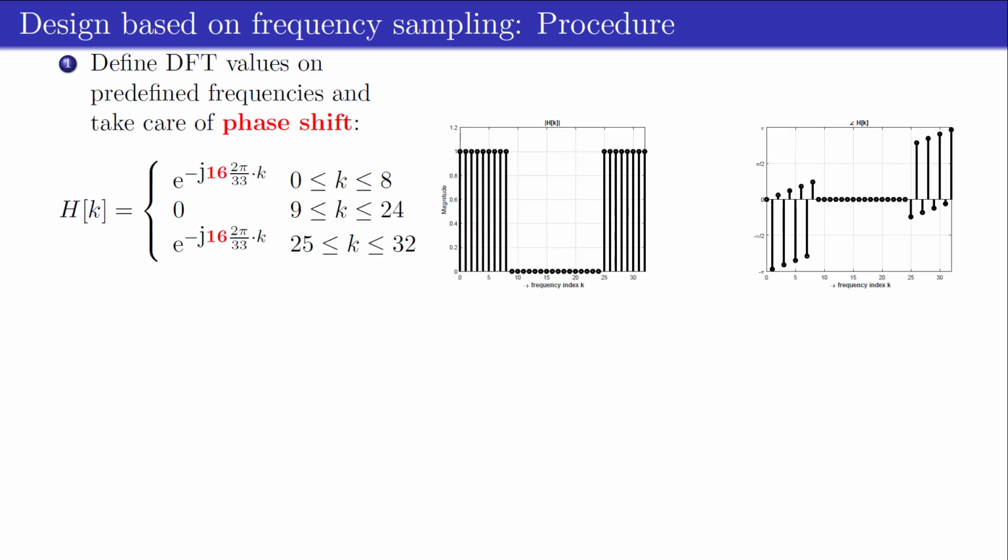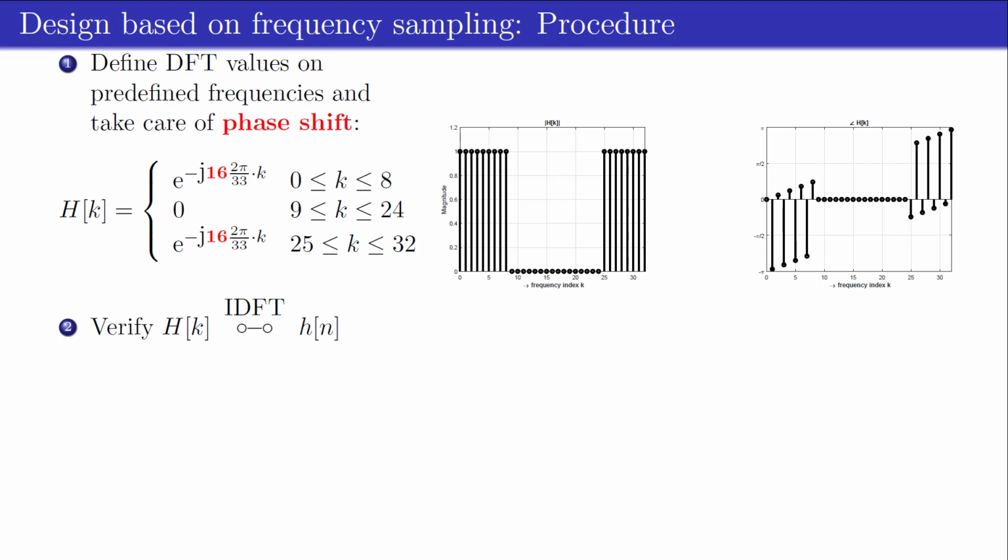Based on the design of the same causal low-pass filter with cutoff frequency θc approximately equal to π over 2, but now with linear phase, the design procedure of the frequency sampling approach contains the following basic steps. Define the frequency response H(e^jθ) on M uniformly distributed points between θ is 0 and θ is 2π, and take care of the phase shift in order to obtain a linear phase filter.